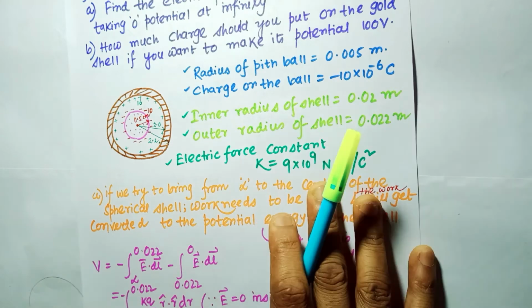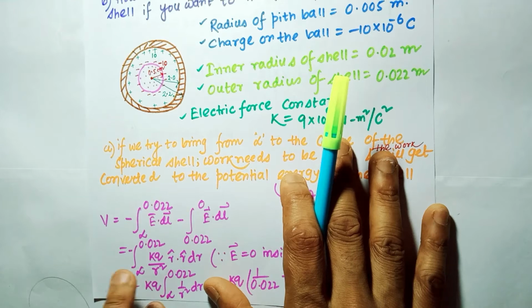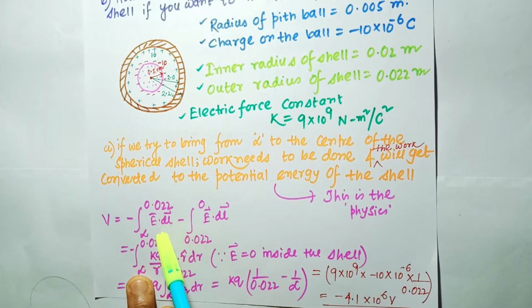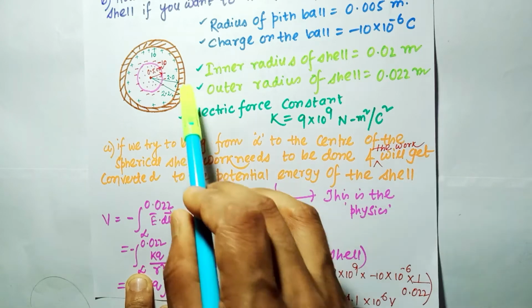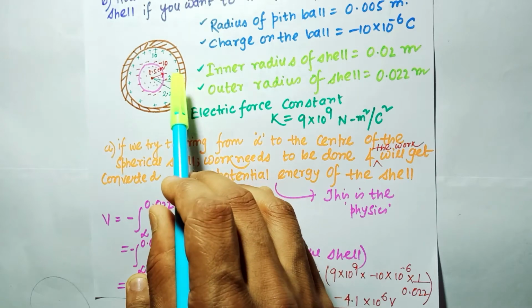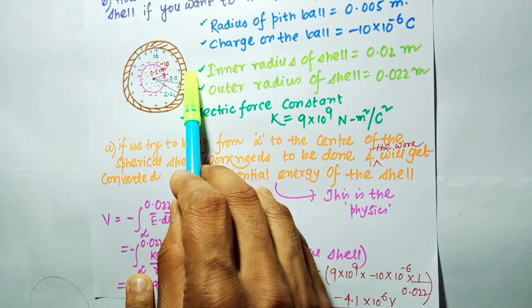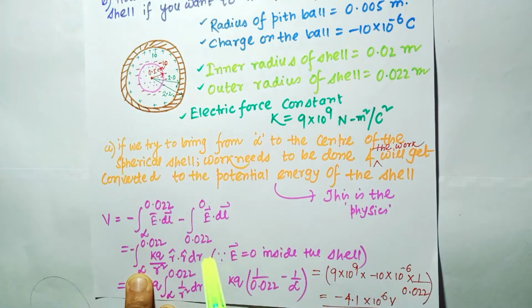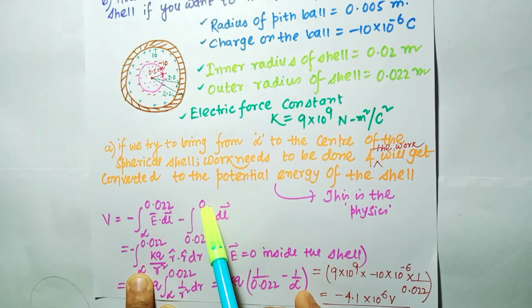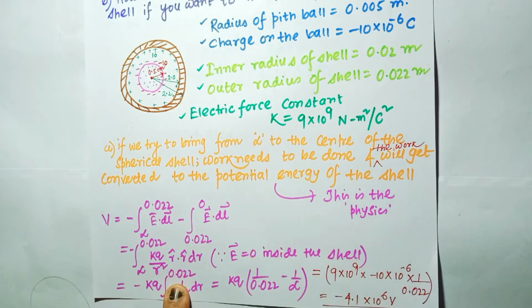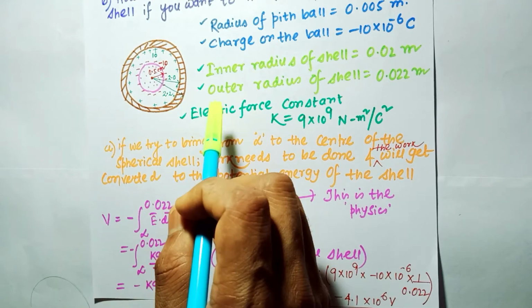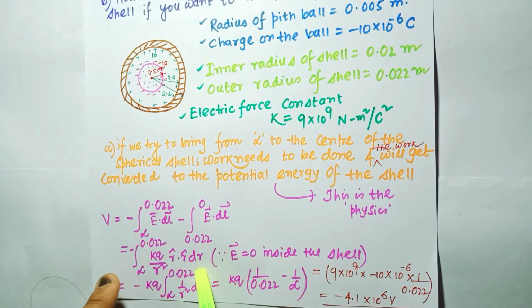So I need to calculate the work done. V is equal to minus integral of E dot dl from the lower limit to the upper limit. I will break the limit into two parts. One is from infinity to the distance of 0.022 meter, which is the outer surface of the spherical shell, and the other part is from the outer surface of the spherical shell to the center, that is from 0.022 to 0, E dot dl. But as I have discussed before, inside the spherical shell the electric field is 0, so only the first part will exist.